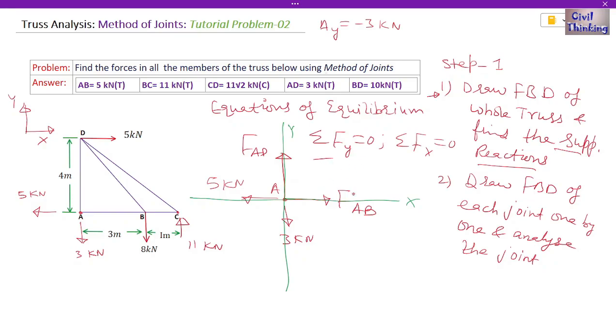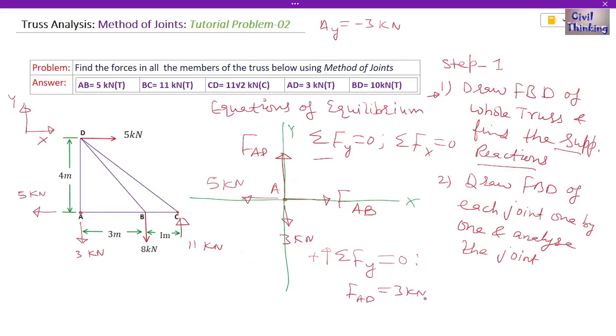So let's first apply summation of Fy equal to 0, summation of forces in the y equal to 0. Now I'm assuming upward forces are positive and the downward forces are negative, okay. Now FAD is upward, so it is positive, 3 is downward, so it is negative, okay. These are all the forces along the y or the vertical, right? So we have to equate it to 0. So from here we get FAD to be 3 kilonewton, right? So force in the AD is 3 kilonewton.